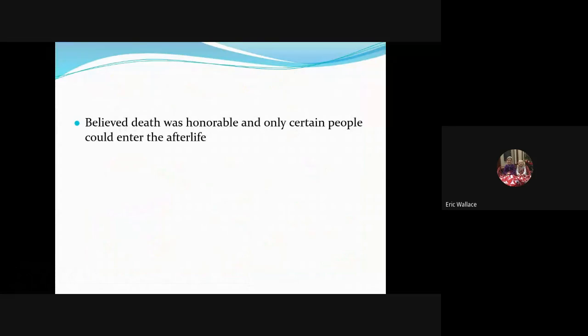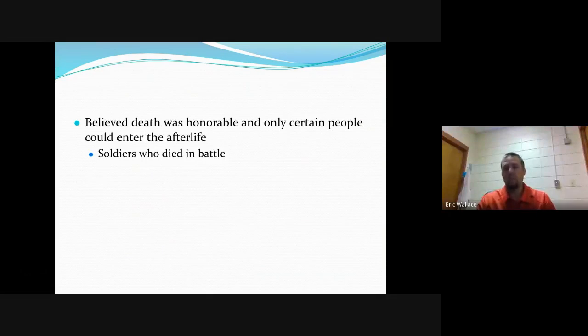They believed death was very honorable, and that there were only certain people that could enter the afterlife. One of those were soldiers. They wanted to go out and conquer everybody. So if you died in battle, that was considered very honorable, and you would enter the afterlife. And obviously the priests and the high up individuals, the kings, were going to go to the afterlife as well. And these are the more common people. Again, if you were a captive and you were offered as a sacrifice, they considered that very honorable. And so you were able to enter the afterlife if you were used as a human sacrifice.